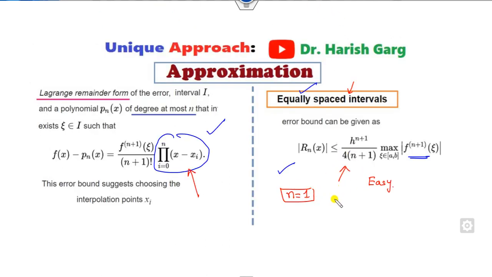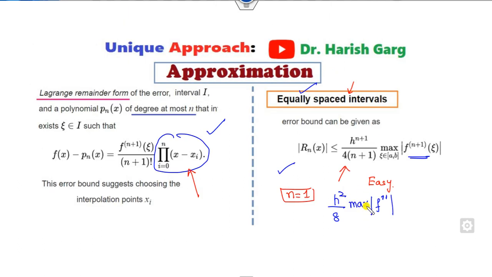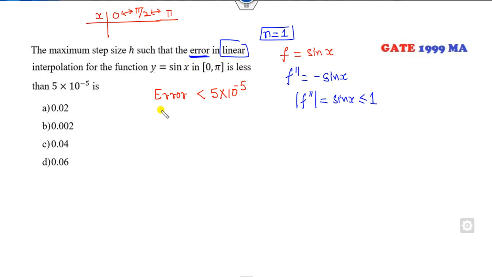So what will happen? It is h square by 8 times the maximum of the absolute value of the n plus 1, that is the second derivative. Now you can find the second derivative of this, which is minus sin x. What is the maximum value of this? Sin x is less than or equal to 1, so I can substitute this value here. You will get h square divided by 8 is less than this number.